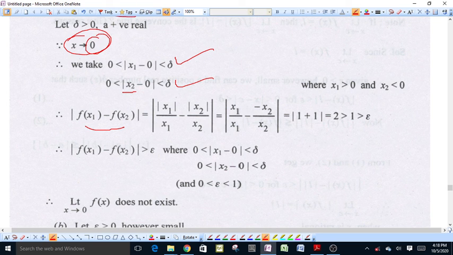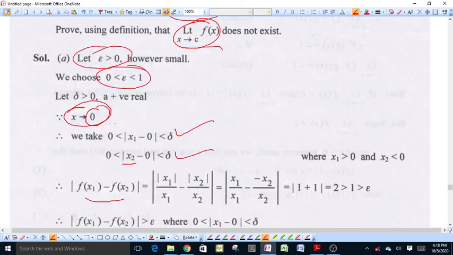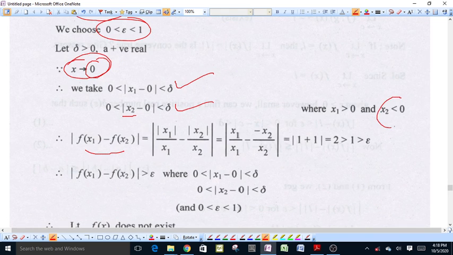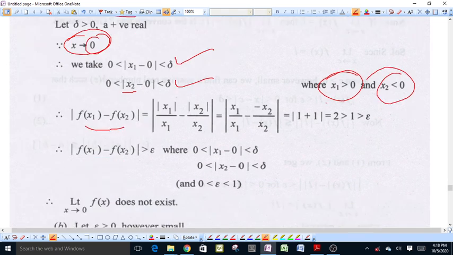will be equal to the modulus of |x1|/x1 minus |x2|/x2. By using the properties of modulus, because we have taken x2 negative and x1 positive, this means |x2| will be equal to minus x2. This becomes equal to x1/x1 minus (-x2)/x2. This cancels out, giving 1 minus minus 1, and 1 plus 1 is equal to 2.